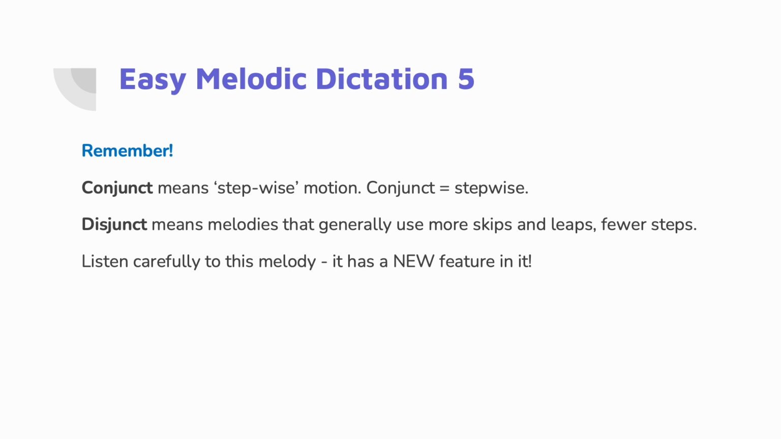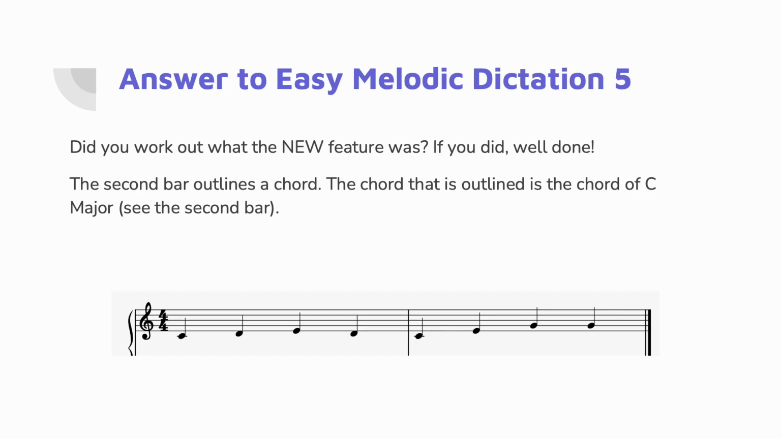Listen carefully to this melody, it has a new feature in it. Did you pick it? Did you work out what the new feature was? If you did, well done. The second bar outlines a chord. The chord that is outlined is the chord of C major.